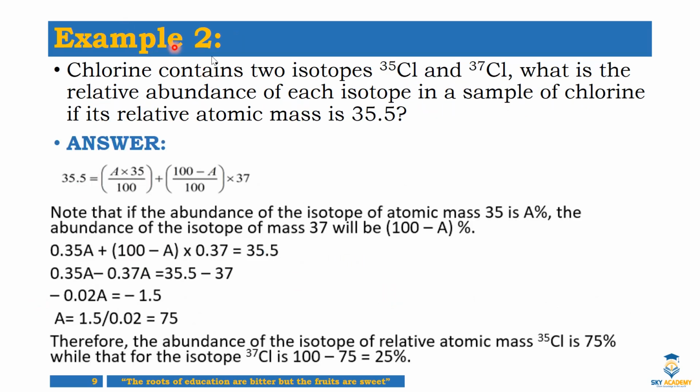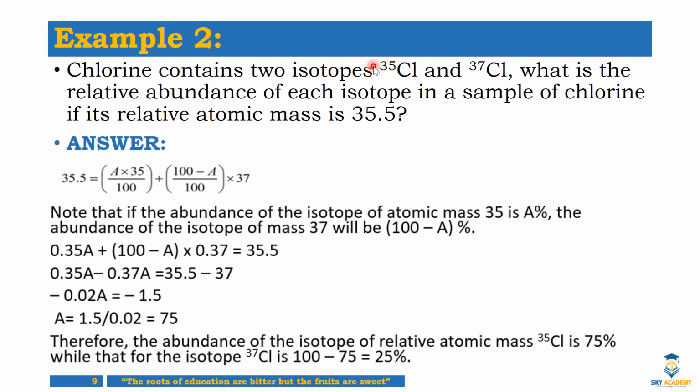So here we have another example, example number 2. Chlorine contains two isotopes, 35 chlorine and 37 chlorine. Then what is the relative abundance of each isotope in a sample of chlorine if its relative atomic mass is 35.5?